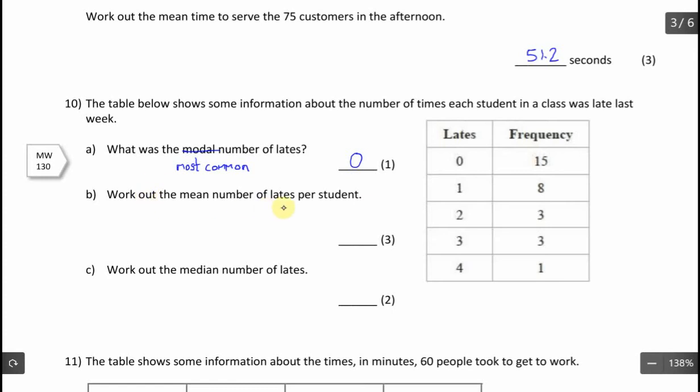Okay, work out the mean number of lates per student. Now, the tempting thing to do here is just to add up this column, because you might think that will tell you the total number of lates, but that won't. Those are just the options.